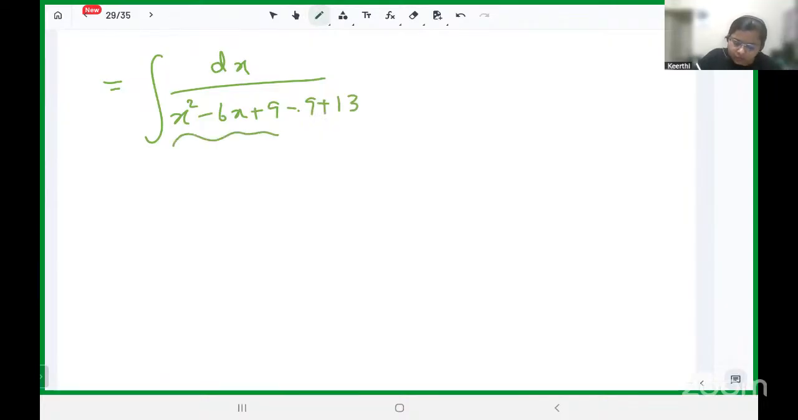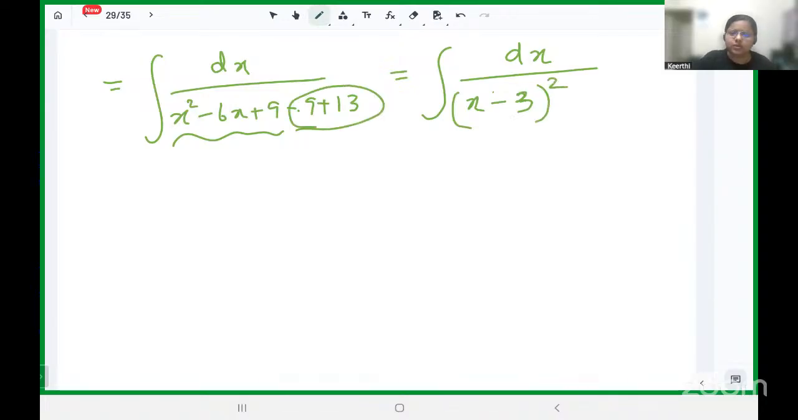Now we are going to make this a perfect square. So this is integral dx by, this one can be written as x minus 3 the whole square, then minus 9 plus 13. What is the value of minus 9 plus 13? 13 minus 9 is 4, and it is plus 4.